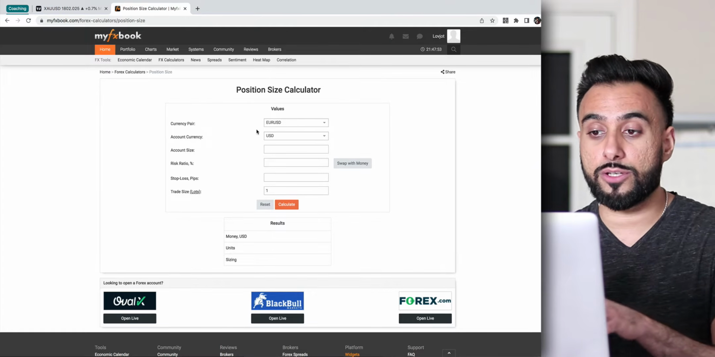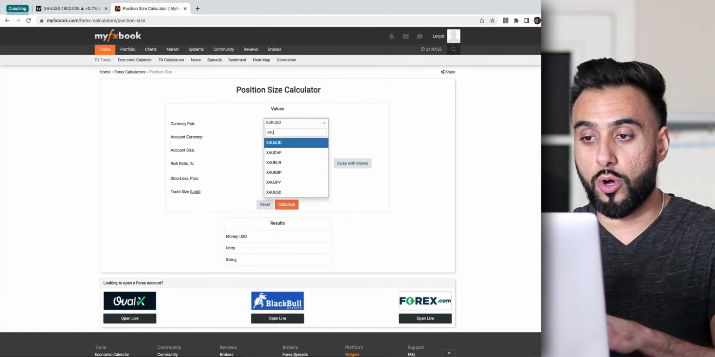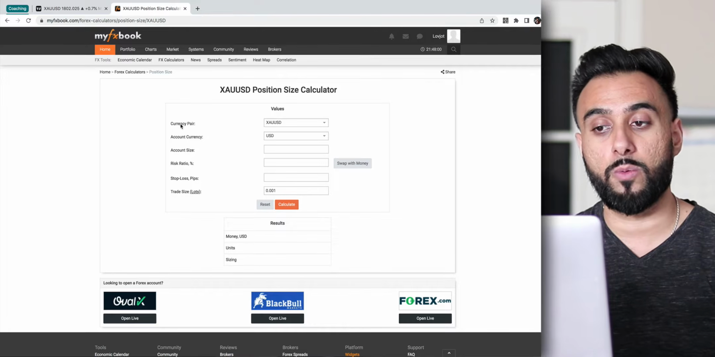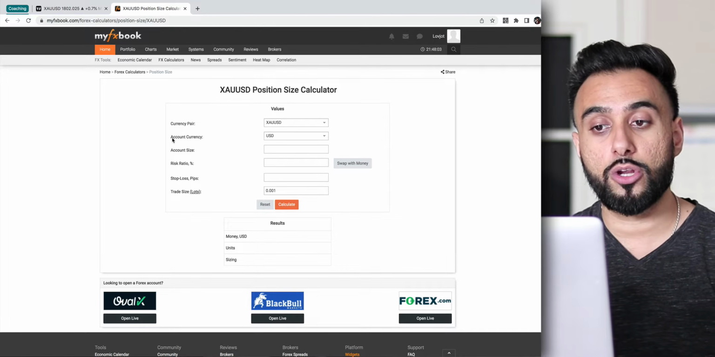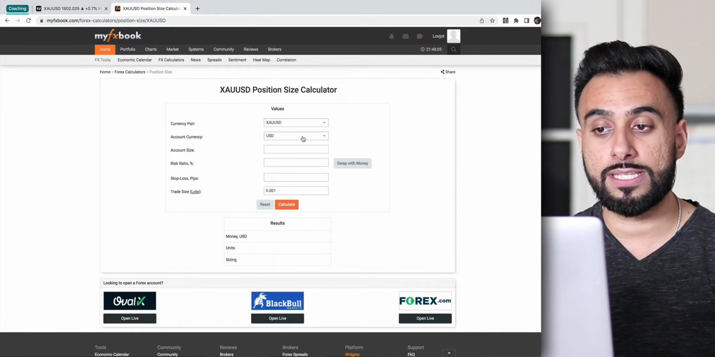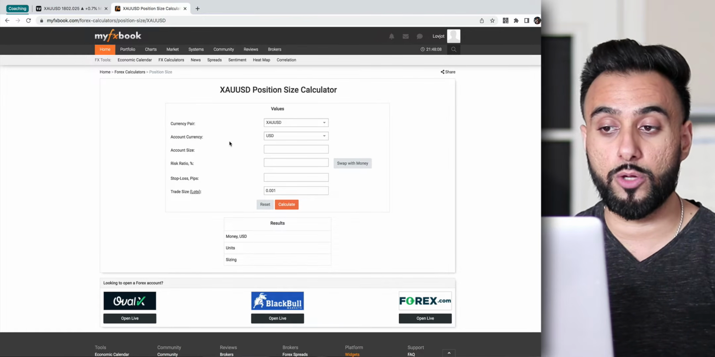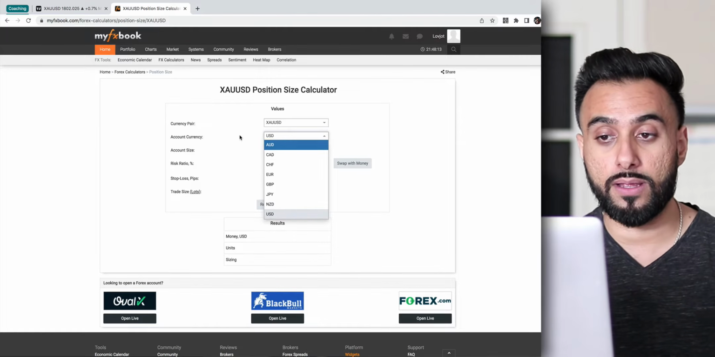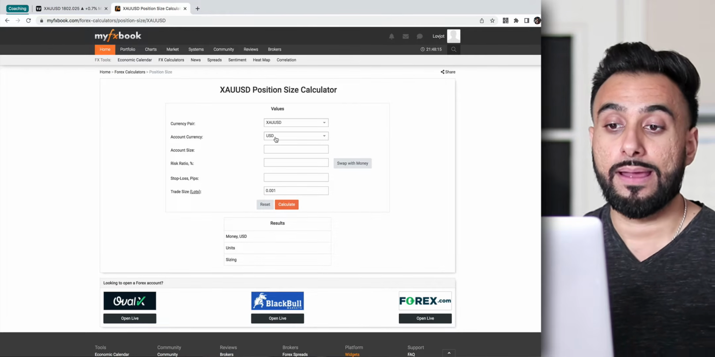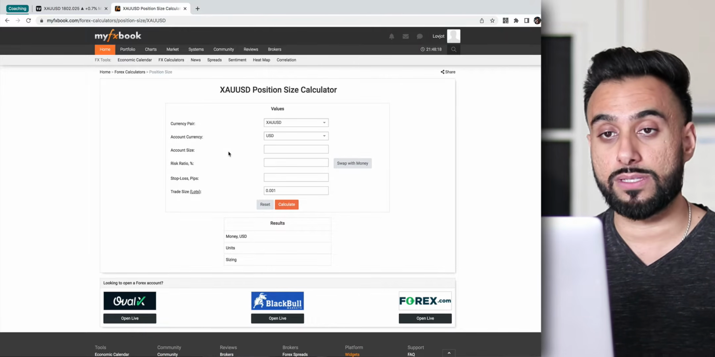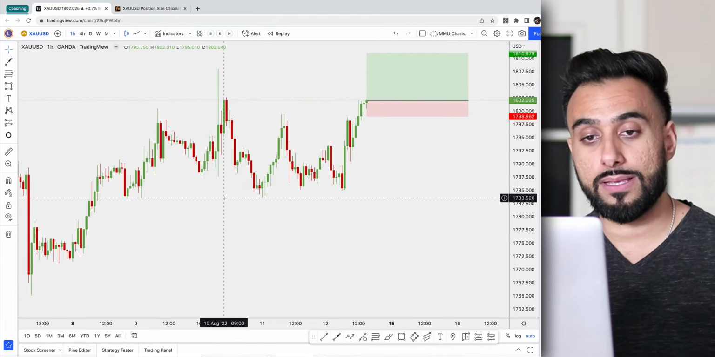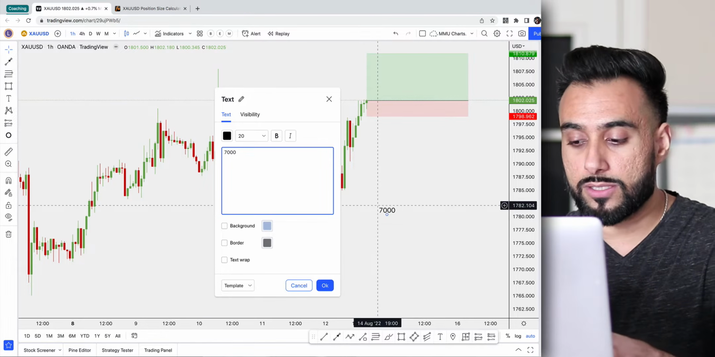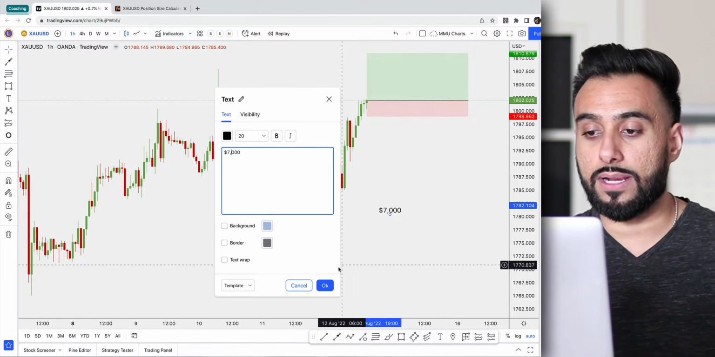The first step is to make sure that we choose gold, XAUUSD, for the currency pair that we want to trade. Next, make sure you put your account currency in, whether your account is in US dollars or Canadian dollars. It's very important that you put the accurate one in this field right here. Next, we have to figure out what our account size is. In this scenario, let's just say our account size is 7,000 US dollars.